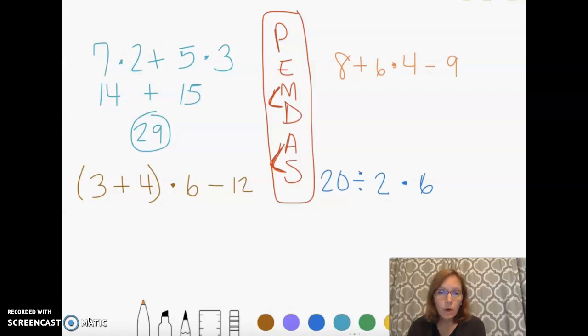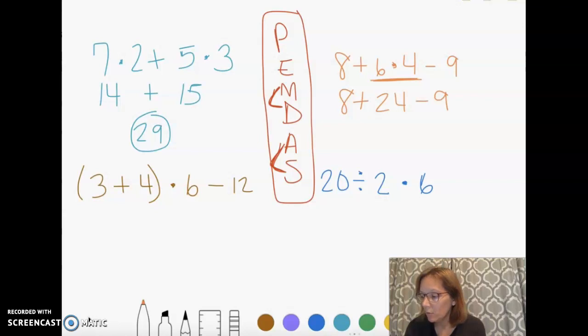Now on this one, I have 8 plus 6 times 4 minus 9. So I know order of operations tells me I have to do the multiplication first. Bring everything else down and multiply. So I'm going to bring down the 8. 6 times 4 is 24. And then I'm going to bring down that minus 9. And now I can do addition and subtraction from left to right. So that's what I'm going to do to finish it off.